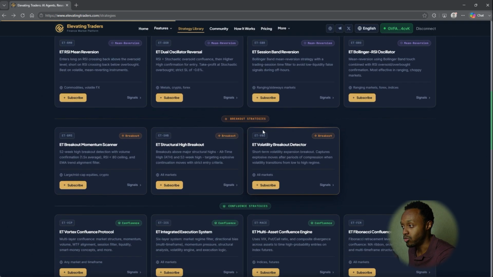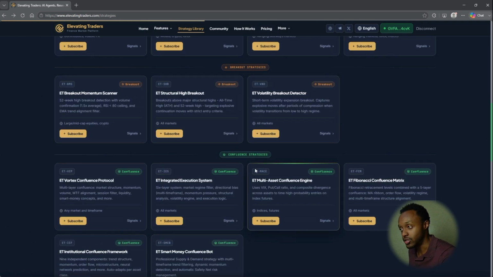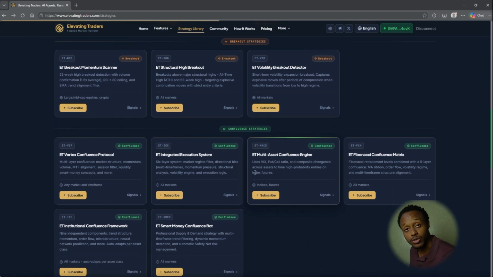And of course, we have breakout strategies, confluence based strategies, and this is a library which will be forever growing. We'll add to it and there'll be more opportunities you can find.